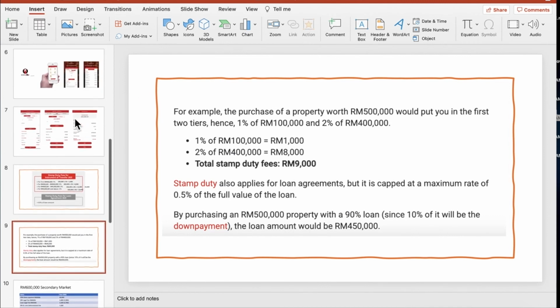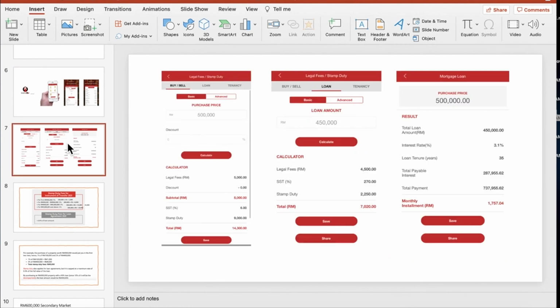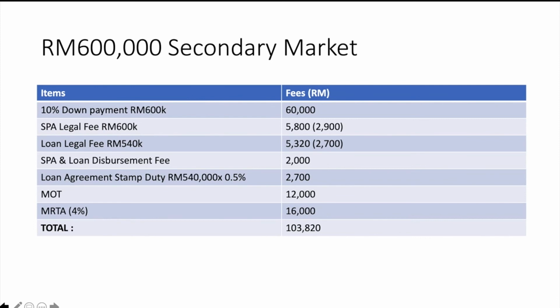But of course, now we have Easy Law. We have all these apps, so you can just key in here to get the entire amount. It's much easier for the MOT. Let's take a 600,000 property price as an example. So for instance, you are buying a second-hand house from the secondary market.